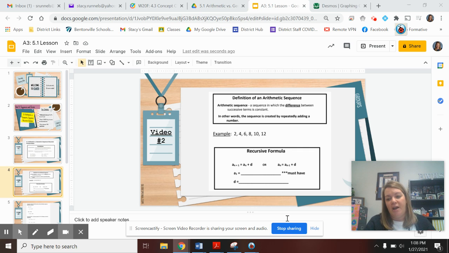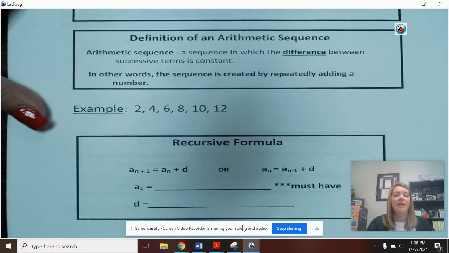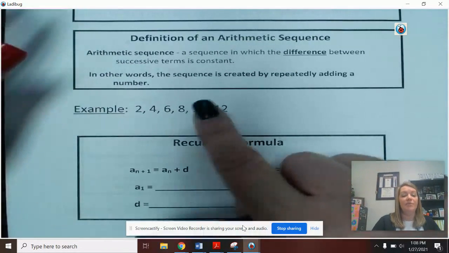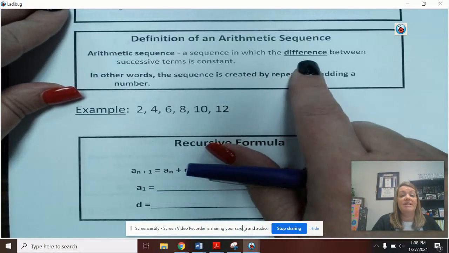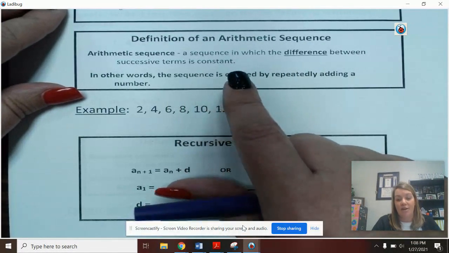Okay, we're going to move on now and talk about what an arithmetic sequence is. This is in the slides for you. I'm going to click back over to Ladybug so I can follow the notes with you. The definition of an arithmetic sequence: an arithmetic sequence is a sequence in which the difference between the successive terms is constant.